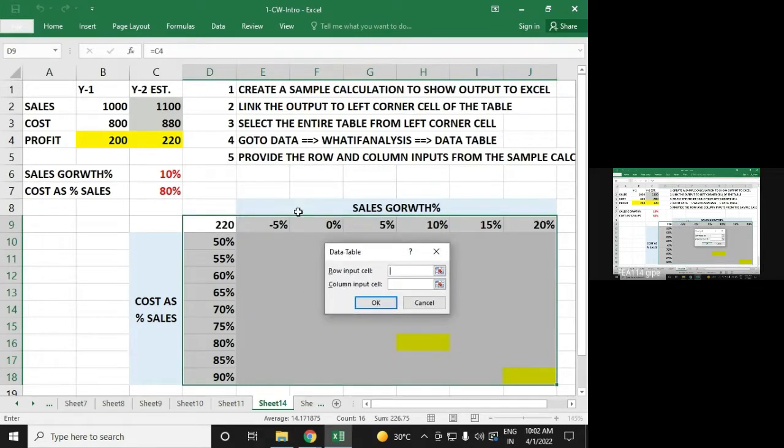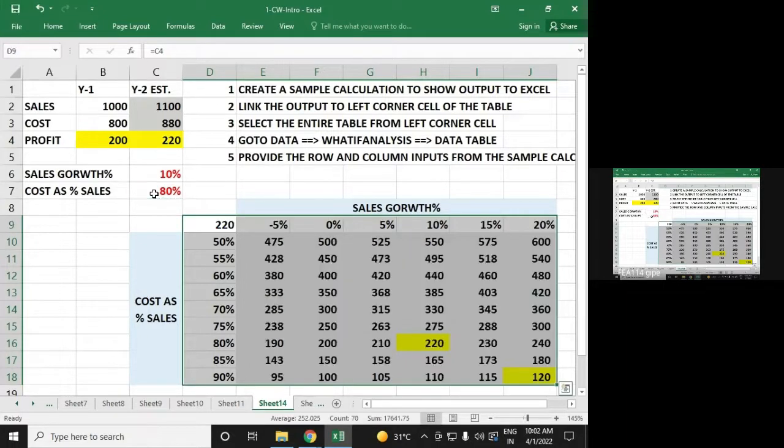What is there in this row? We have sales growth. Where is this same number in the sample calculation? C6. We are just creating a one-to-one mapping. Row में हमने लिखा है sales growth, sample में sales growth कहाँ है? C1 में, sorry, C6 में. Similarly, keep the cursor in column. Column input में है cost as a percent से, sample में है यहाँ. And then say OK. All answers will get populated as shown.